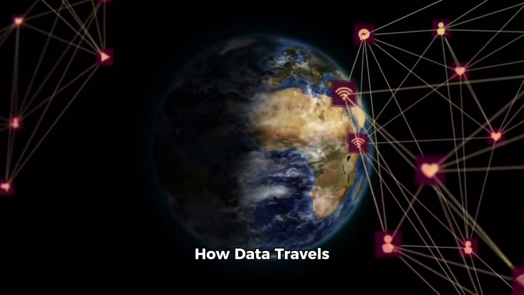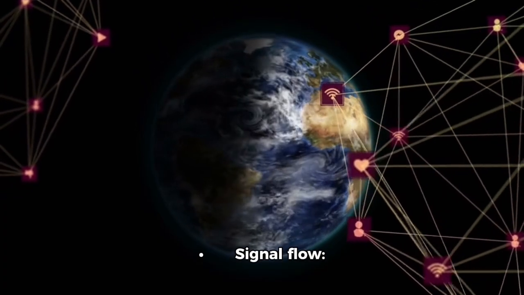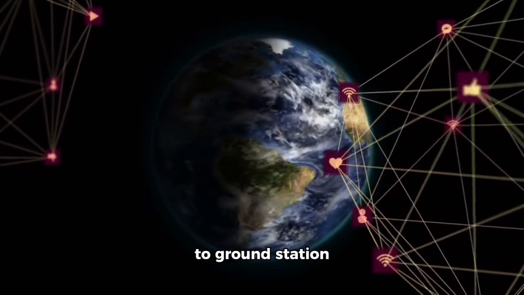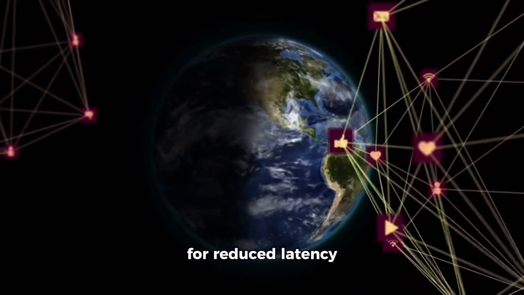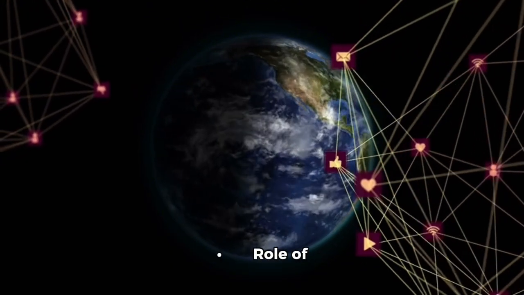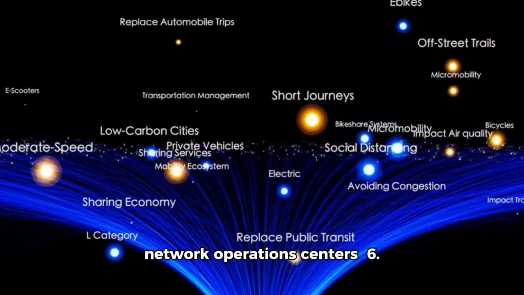5. How data travels, signal flow, from user to satellite to ground station. Laser inter-satellite links, ISL, for reduced latency. Role of gateway stations and network operations centers.